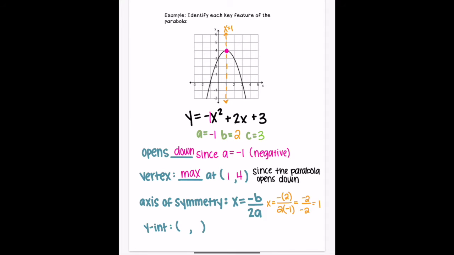And finally, our y-intercept. Well, our y-intercept is our c value, which is 3. So our y-intercept is 0, 3, even if you didn't have the graph. But we can see on the graph that it is at 0, 3.